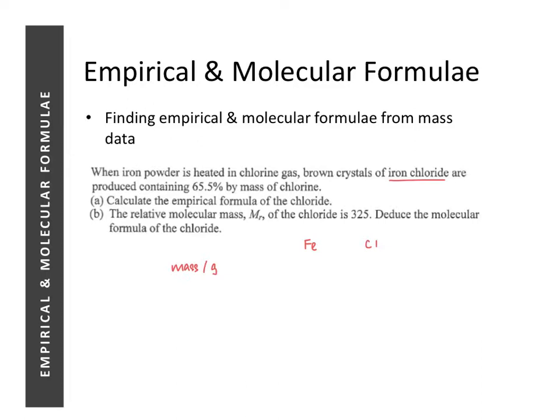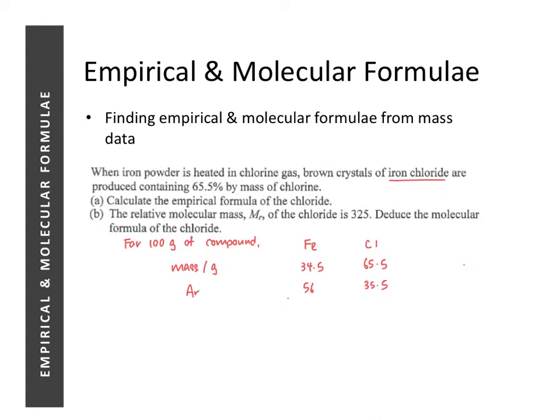We can find it by taking 100 minus 65.5, and since it is given in percentage, we can convert it to mass by simply writing 100 grams of compound. We have 65.5 grams of chlorine, and we have 34.5 grams of iron. The next step, we have to write down the relative atomic mass of iron and chlorine. So iron is 56 and chlorine is 35.5.